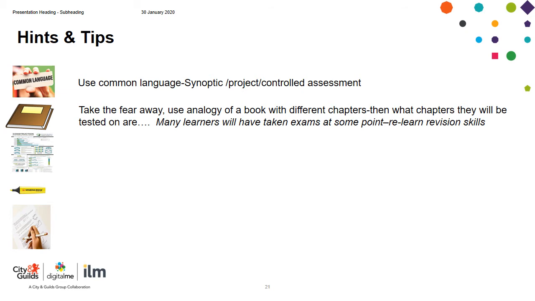It's also useful to explain to learners what type of qualification they are studying. Some learners may not be expecting a test or exam. A useful analogy to use is to think of the qualification handbook as a book that's just divided into chapters. The learners will have to know what's in the whole book, but will only be tested on certain chapters or units. It's also important that we understand many learners will have taken exams at some point, and in many cases it is just a case of relearning those revision skills.